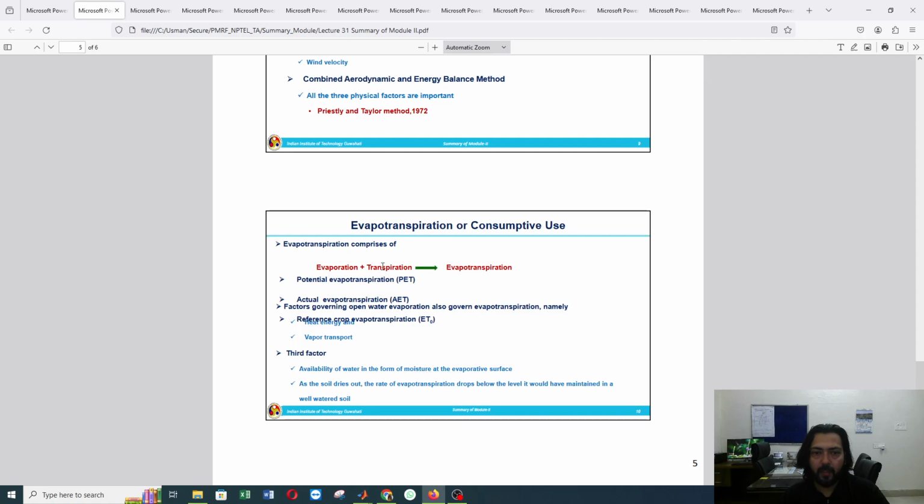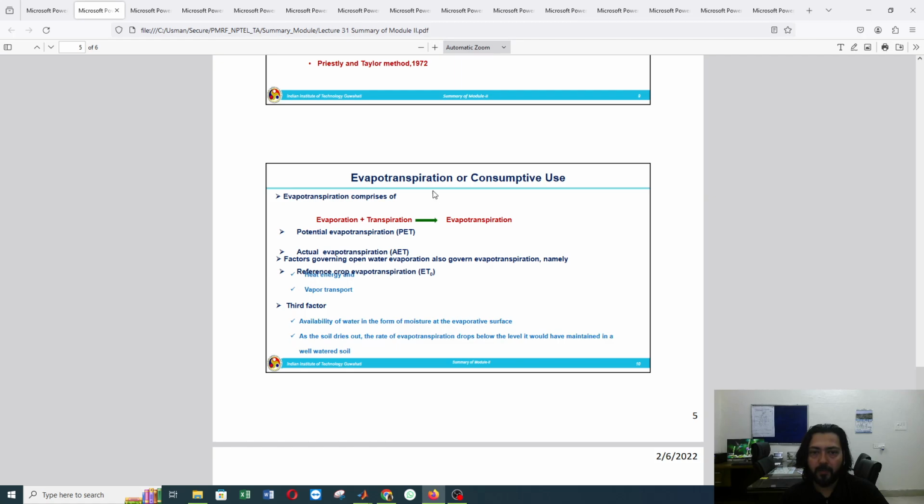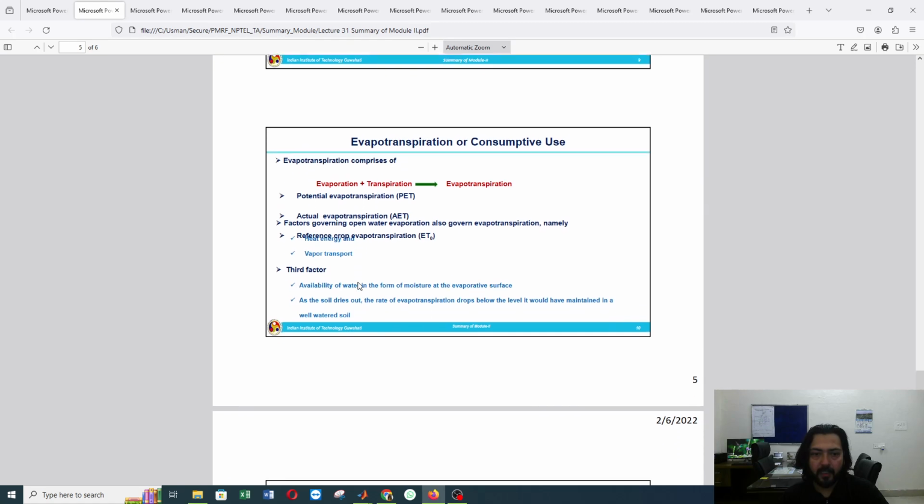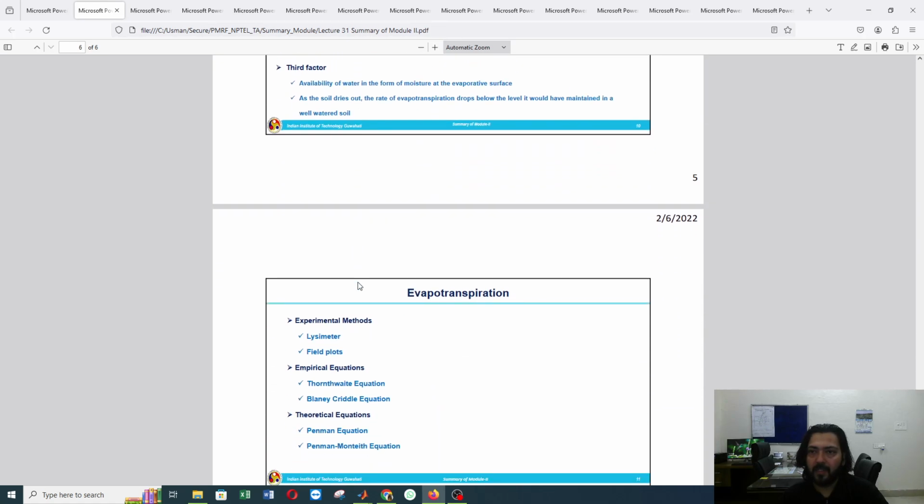Then the other important hydrological variable was evapotranspiration, right? What was evapotranspiration? It comprises two different processes, that is evaporation and transpiration. When we combine these two, we get evapotranspiration. We know what evaporation is: it is the loss of water from a water body, right? And transpiration is nothing but loss of water from plants. Then we talked about different types of evapotranspiration, that is potential, actual and reference crop evapotranspiration. Then we talked about how we can estimate evapotranspiration.